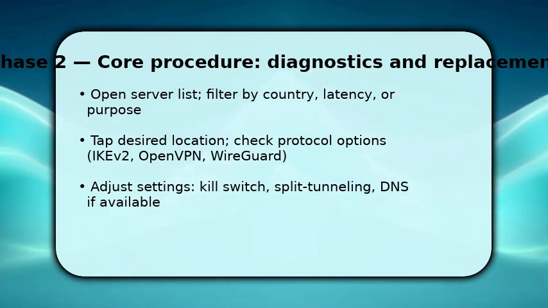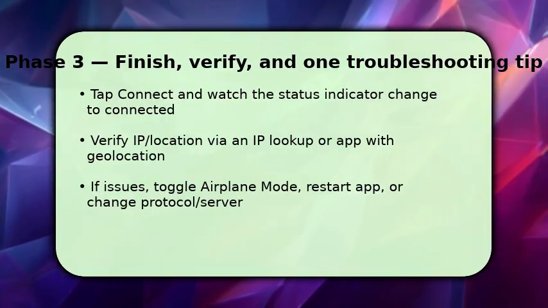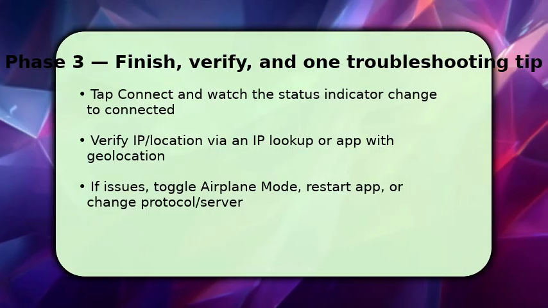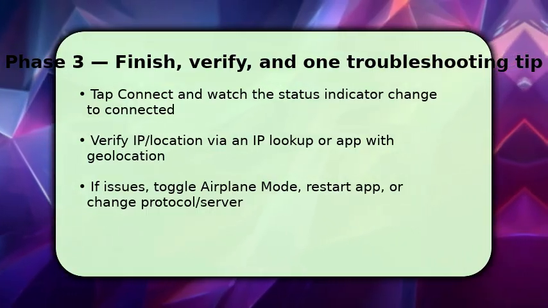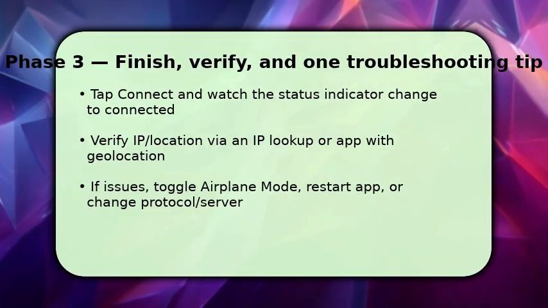Tap Connect and wait for the status indicator to show connected. You should also see the VPN icon in the status bar. To verify the new location, open a browser and check your IP or use a geolocation app. Make sure sites reflect the chosen country.